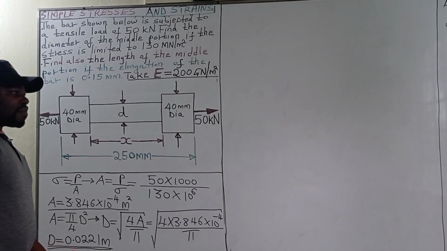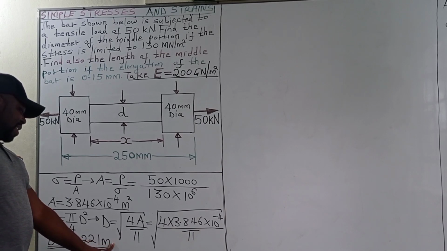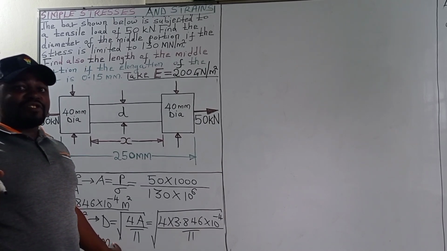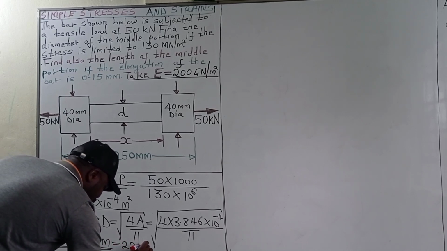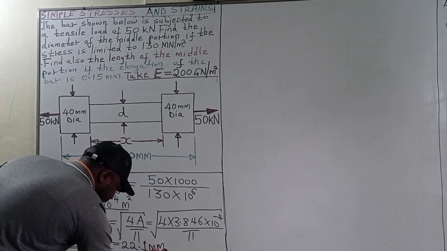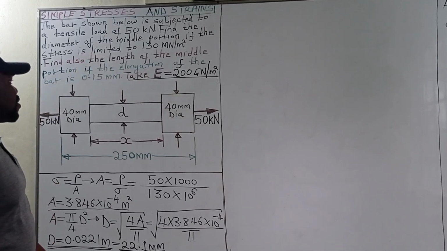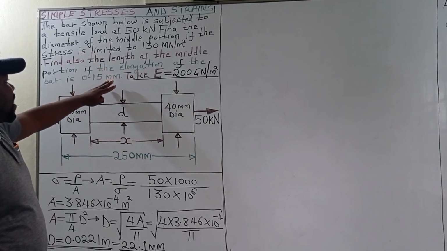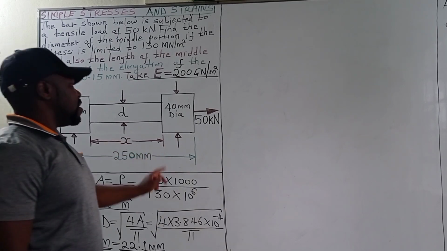Now, when we convert these units from meters to millimeters, that is multiply this by 1000, since 1 meter is equivalent to 1000 millimeters, we are going to get a diameter of 22.1 millimeters. 22.1 millimeters, that is the diameter of the middle portion. So we have answered the first part of the question. The second part of the question is asking us to determine the length of the middle portion.